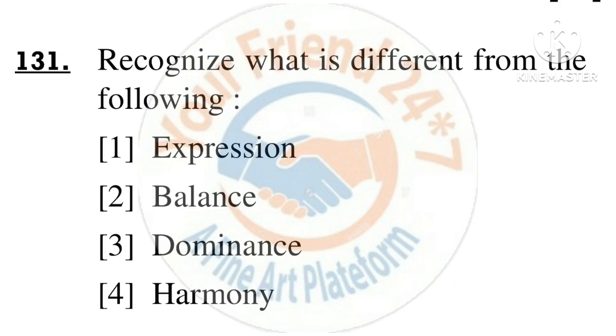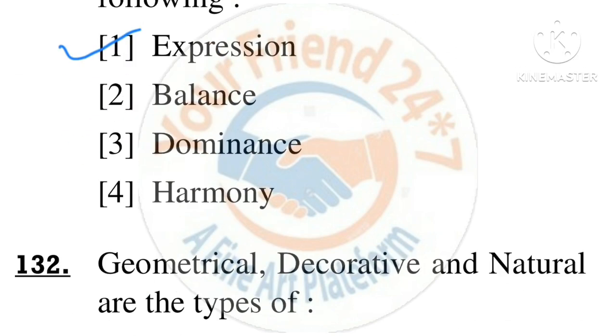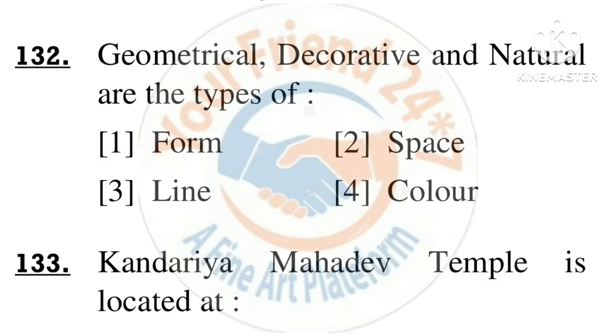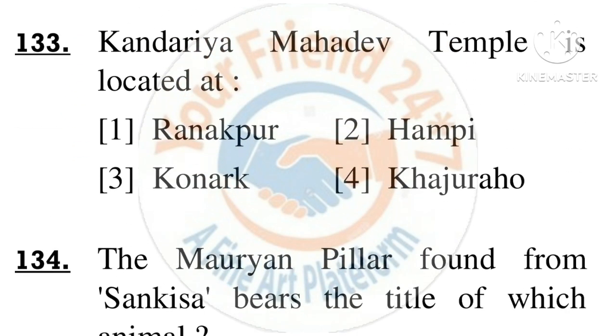Next question, recognize what is different from the following expression in all of these. Next question, geometrical, decorative and natural are the type of form, space, line, color. Form is the right answer. Option number 1. Kandariya Mahadev temple is located at Khajuraho.